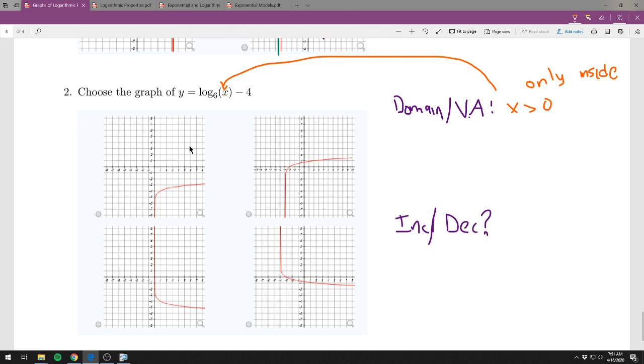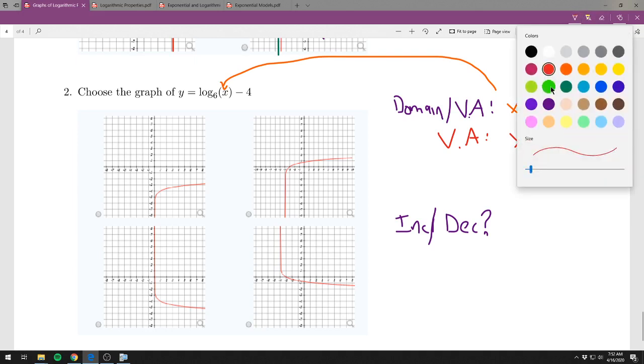What the -4 does is it shifts the graph up and down. It's going to shift it down 4. That's actually not that super important. You might be able to tell which one shifted down 4, but when it comes to log graphs, shifting up and down isn't the most important thing to worry about. So the domain is greater than 0. If you want to write the vertical asymptote, it's x equals 0.